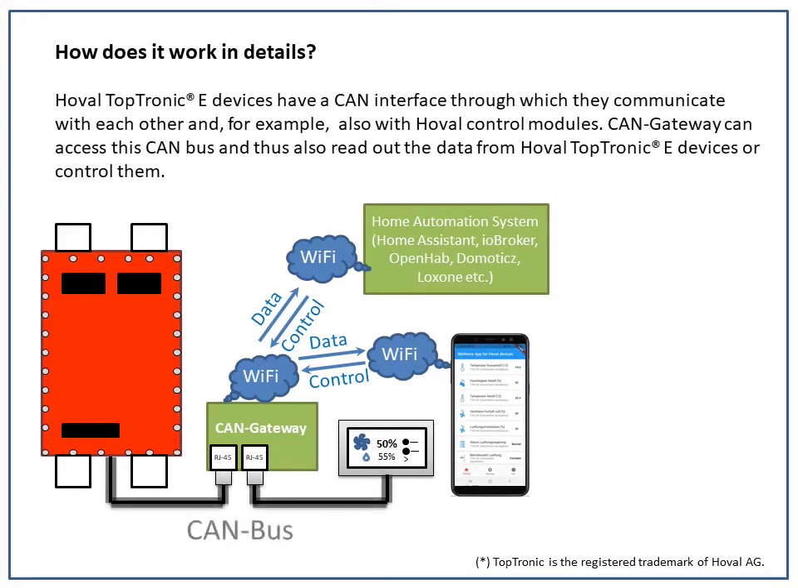Hoval TopTronic E devices have a CAN interface through which they communicate with each other and, for example, also with Hoval control modules. CAN Gateway can access this CAN bus and thus also read out the data from Hoval TopTronic E devices or control them.